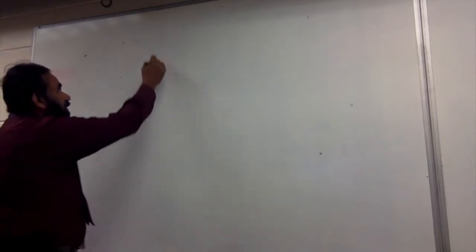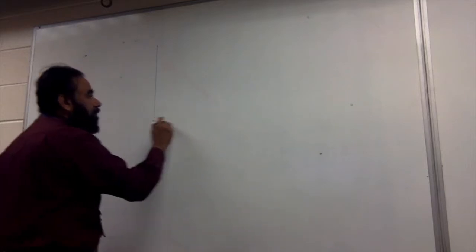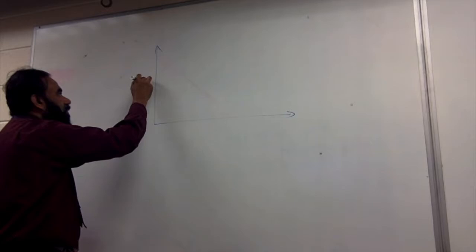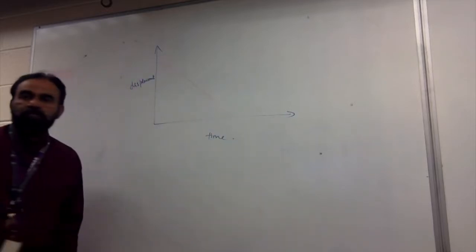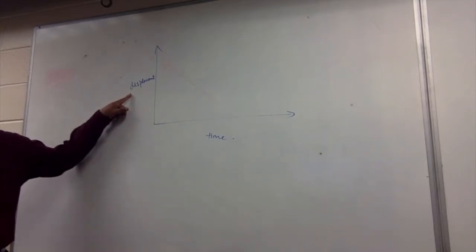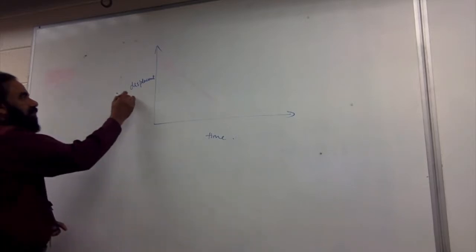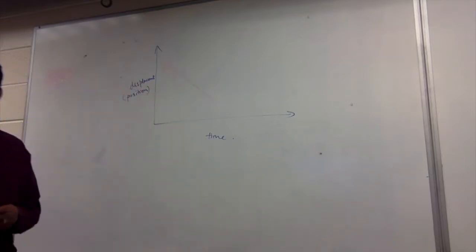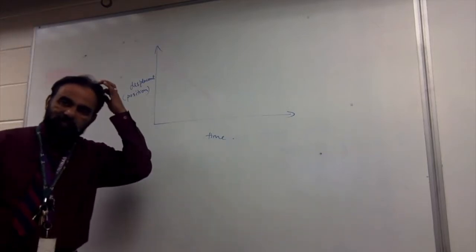Now let's do a slight change. Displacement time graph. Some books, instead of displacement, will say position. So a position time graph and a displacement time graph kind of imply the same thing.